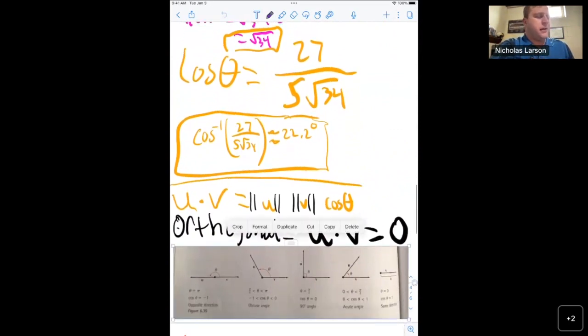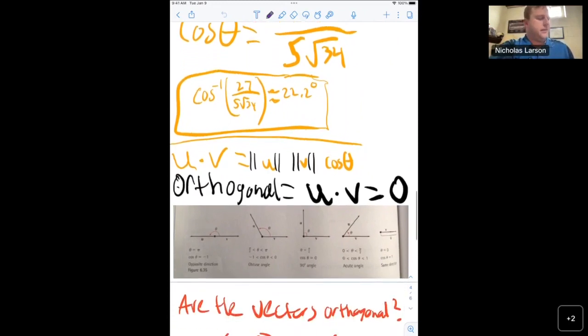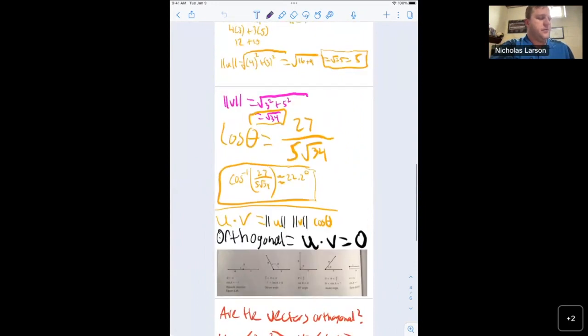Orthogonal. Okay, real quick, let's talk about orthogonal. What does this word mean? It means that your vectors meet at a 90 degree angle. So your two vectors, the angle that you're trying to find, if they cross at 90 degrees, we call it orthogonal. And it also is when u times v equals 0. So you multiply them, u times v, and you get 0. That's another way to determine if it's orthogonal or not.